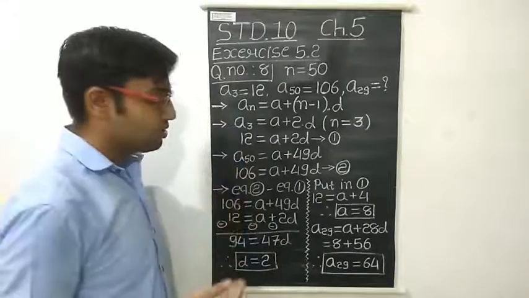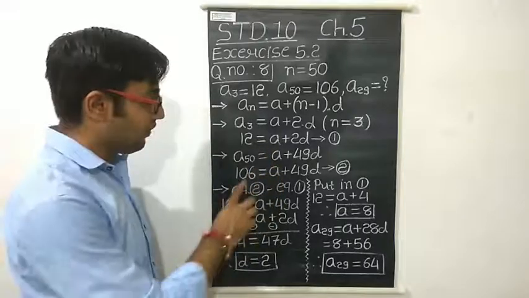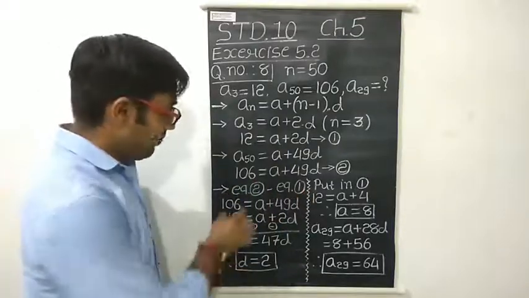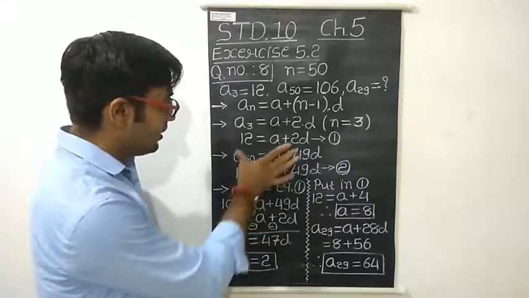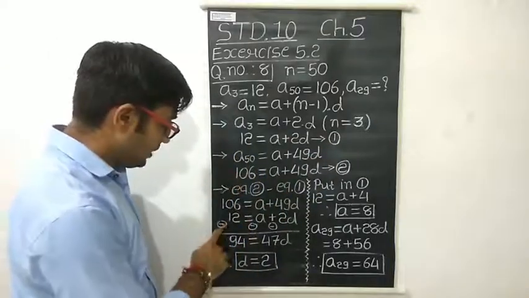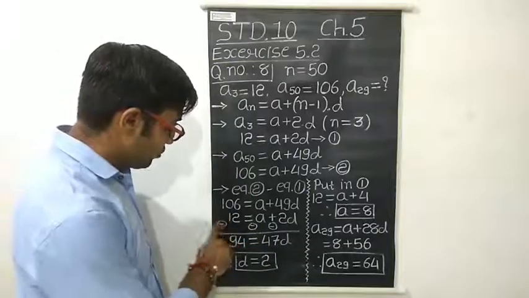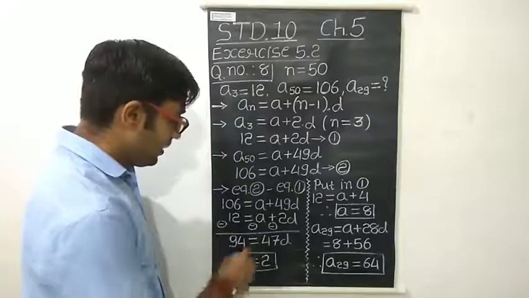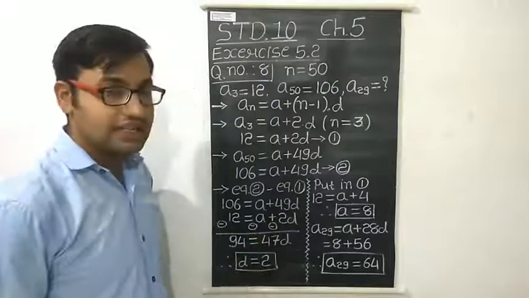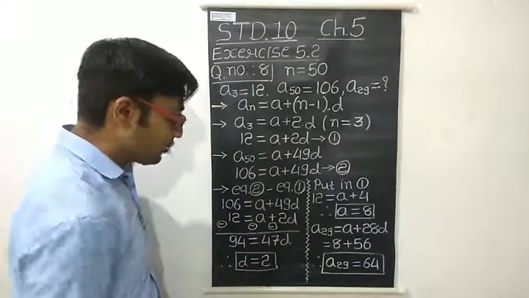Now we can solve these equations by the elimination method. In both equations the coefficient of a is the same, so we can directly subtract equation number 1 from equation number 2. Equation 2 remains as it is, but the signs of equation number 1 change, so all these positive terms become negative. Now 106 minus 12 is 94, and a cancels out. 49d minus 2d is 47d. If we divide both sides by 47, we get d equal to 2.